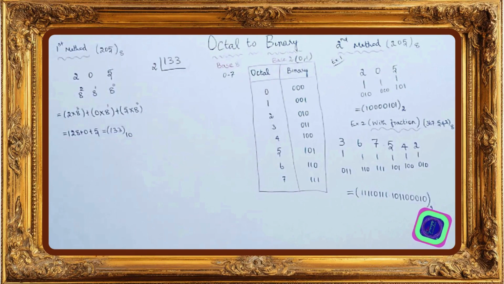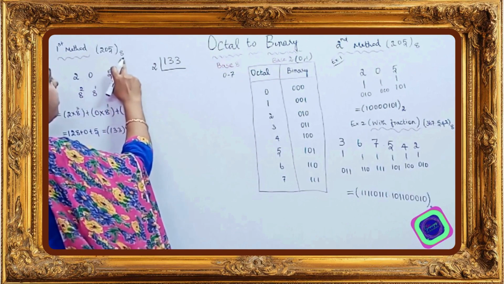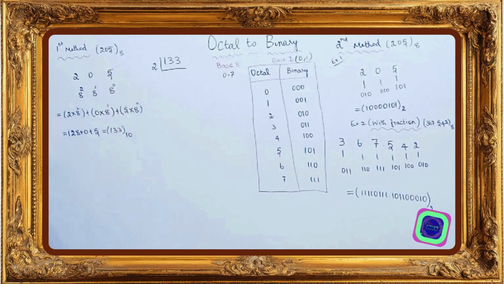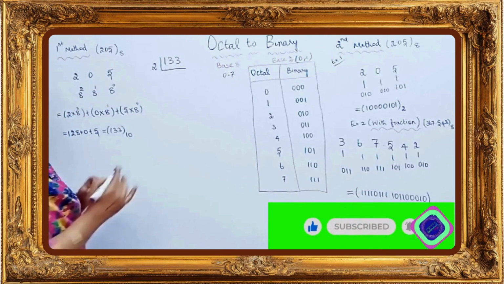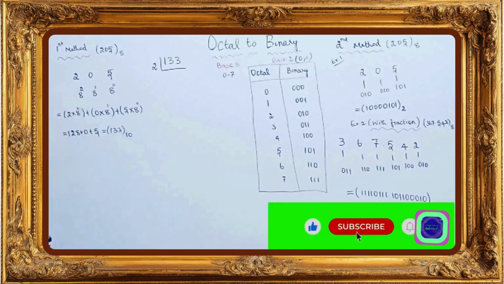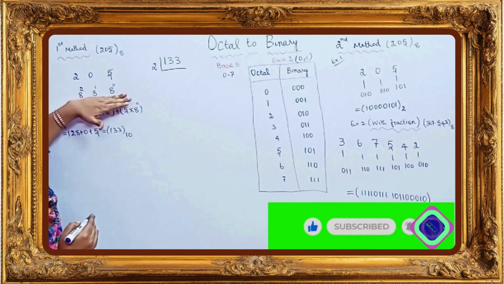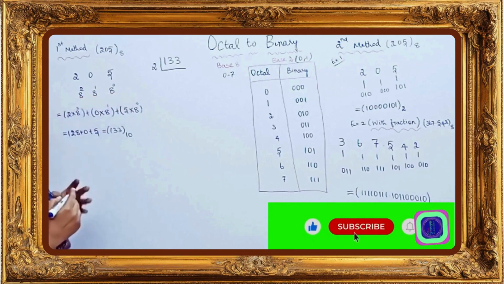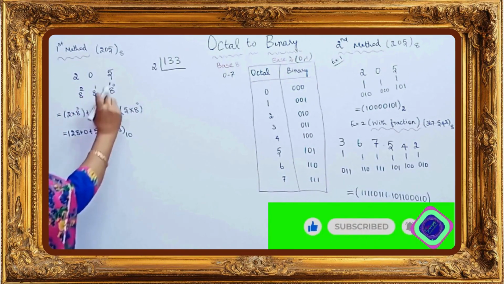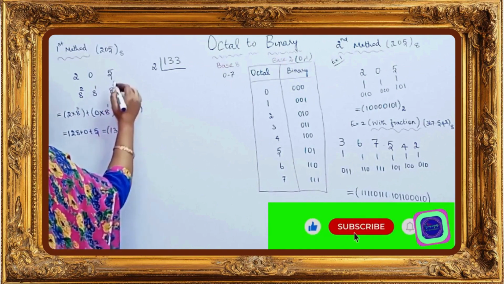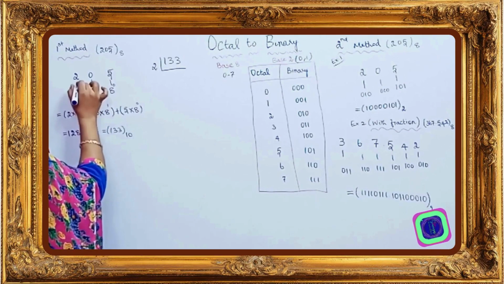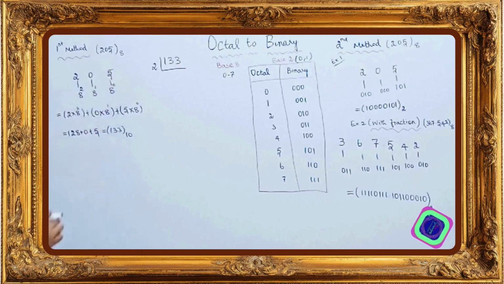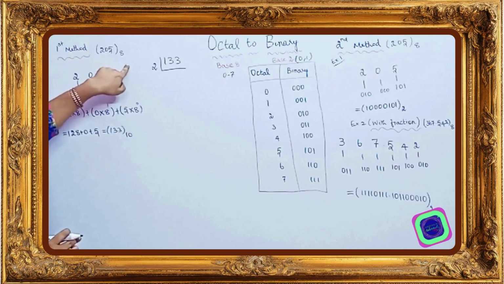Now consider an example, 205 to the base of 8. First we have to convert it into the decimal number system. For converting to the decimal number system, we have to assign the weightages starting from the right side to the left side. The weightages are assigned with the base 8 value, and they keep on increasing. For 5 it is 8 power 0, for 0 it is 8 power 1, and for 2 it is 8 power 2.